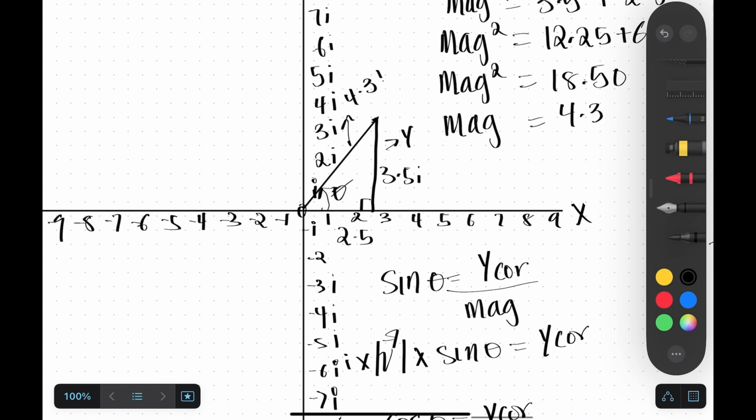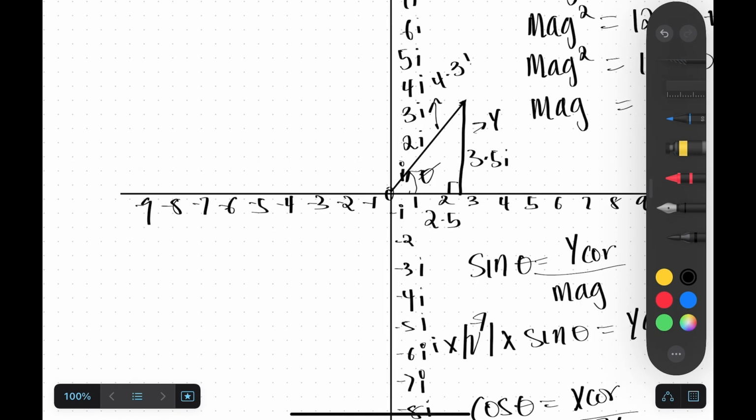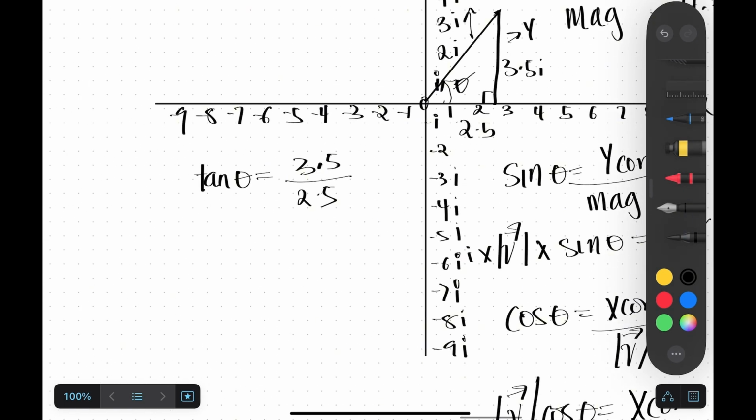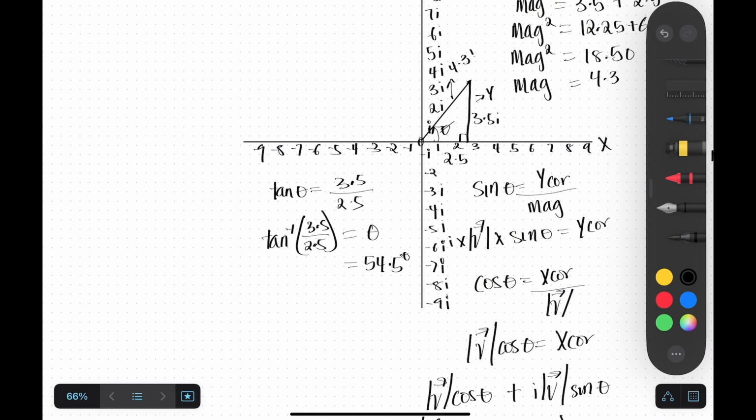Lastly, what if we had the sides but wanted the angle? Well, tangent of theta is equal to 3.5 divided by 2.5. So inverse tangent of 3.5 divided by 2.5 is theta, which is about 54.5 degrees. This form of representing complex numbers using magnitude and the angle is called polar form.